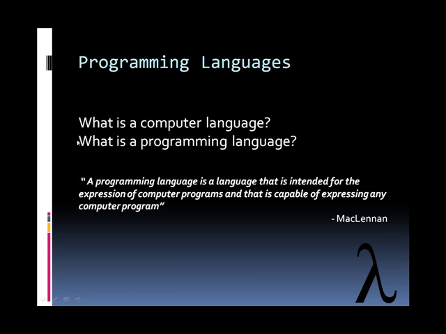Now we are covering these areas. First we will look at what a computer language is. Computer language is used for communication with the computer. A programming language is the syntax and semantics used for communicating general programs to a computer.